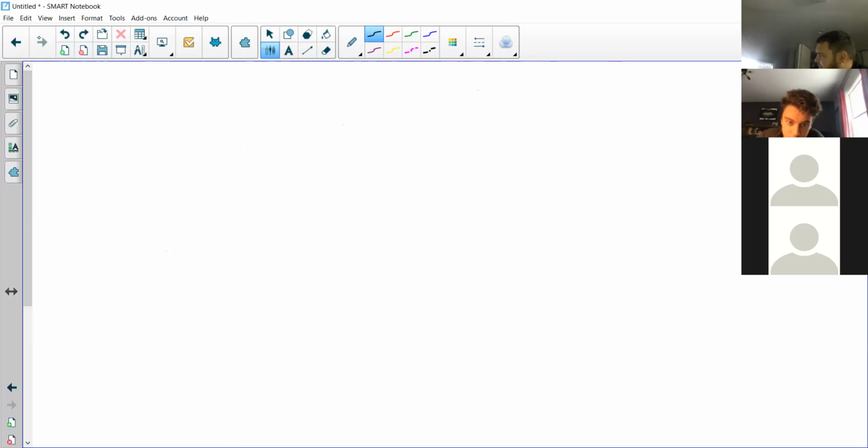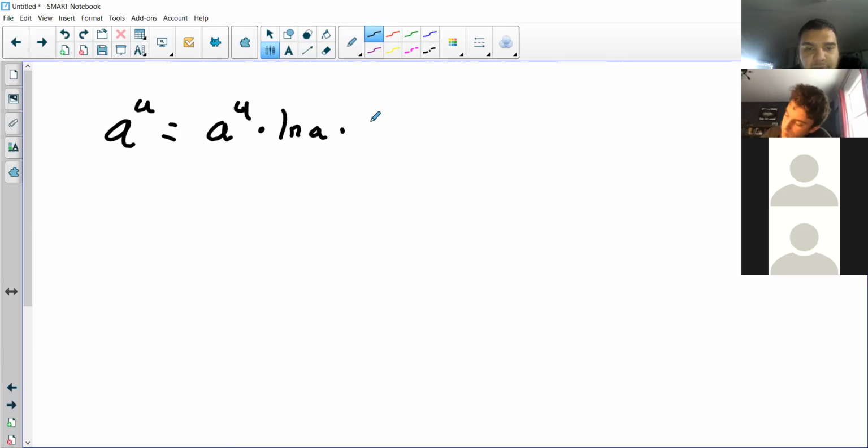3.9, I think, is logs and exponentials. Yep. Just to go over the rules again: the derivative of a to the u power is a to the u power times ln a times u prime. Now, when it comes to e to the u power, what's really nice about e is that ln of e cancels out. So the derivative of e to the u power is just e to the u times u prime.